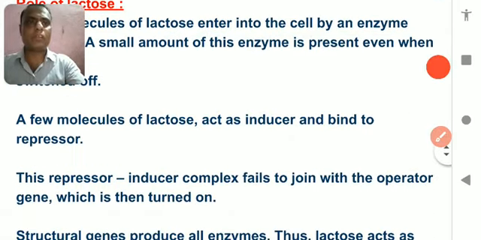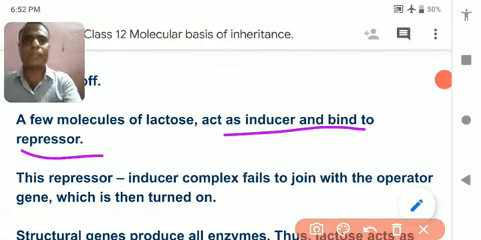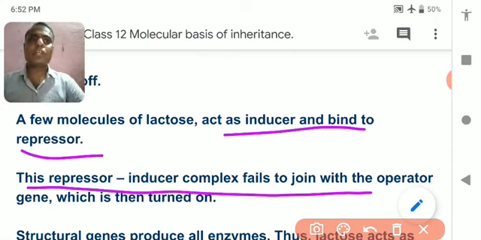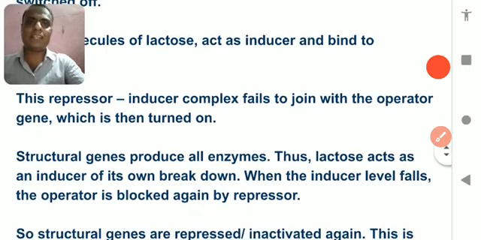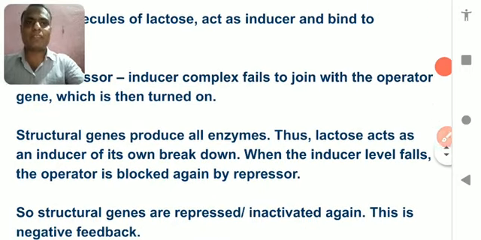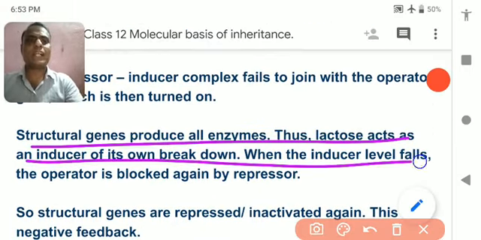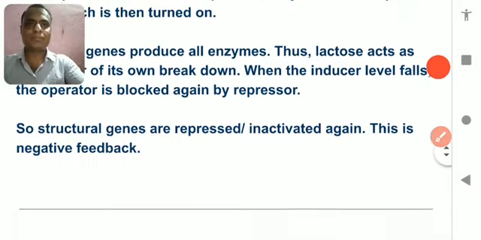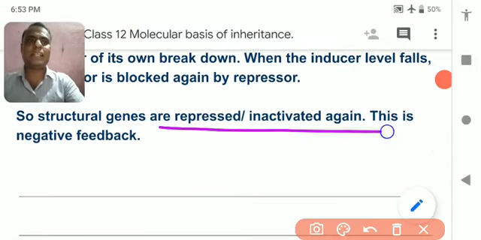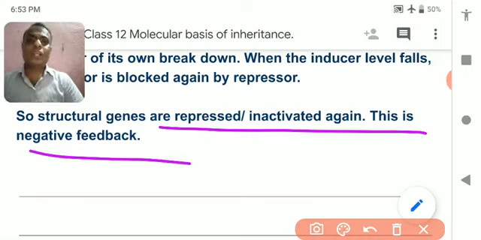A few molecules of lactose act as an inducer and bind the repressor. The repressor is stopped from binding, and this repressor-inducer complex fails to join the operator, which is then turned on. When the repressor is bound by the inducer, the operator gets activated, and obviously it starts forming the mRNA, and this mRNA forms the different kinds of protein. Otherwise the structural genes are repressed and inactivated. Hope you understood these things very well.